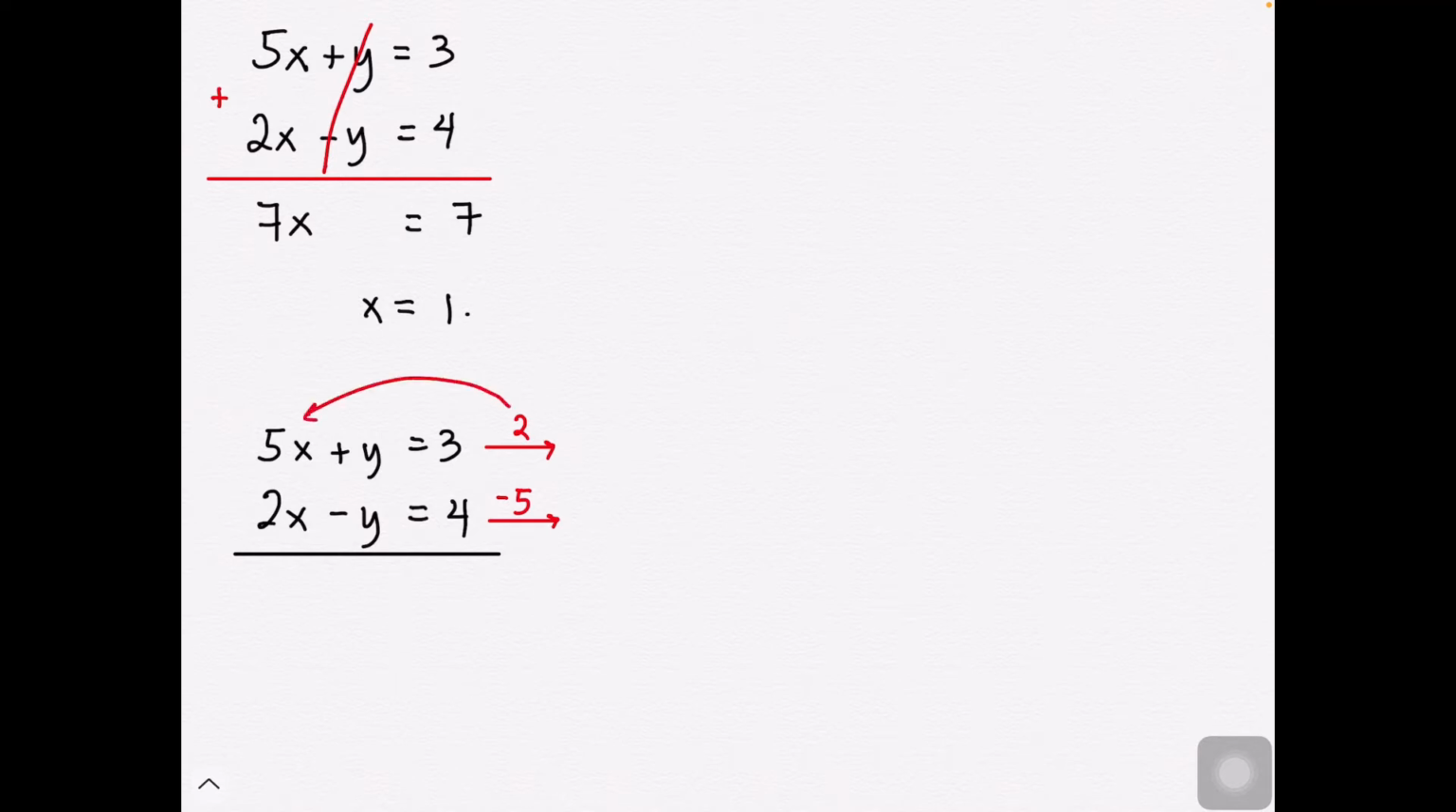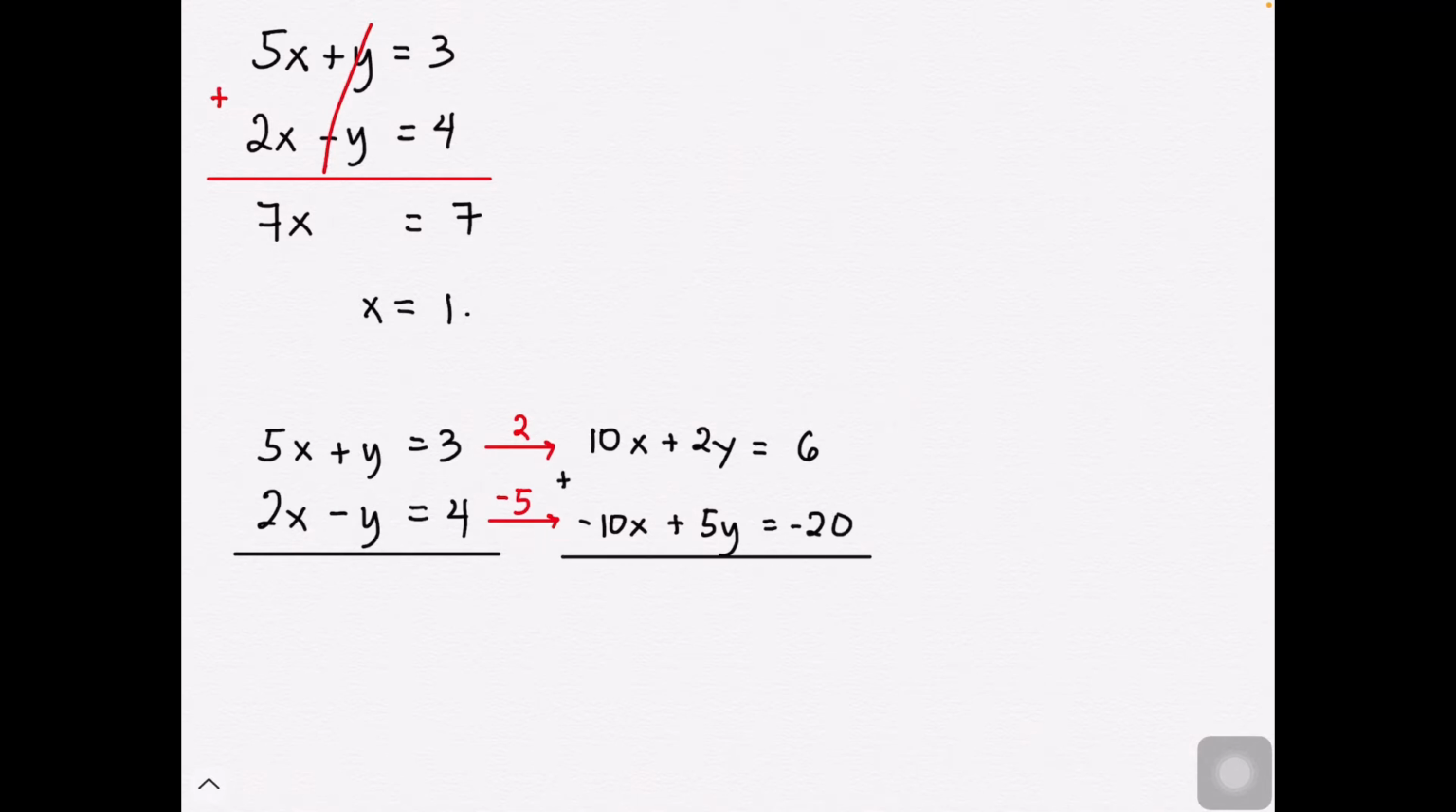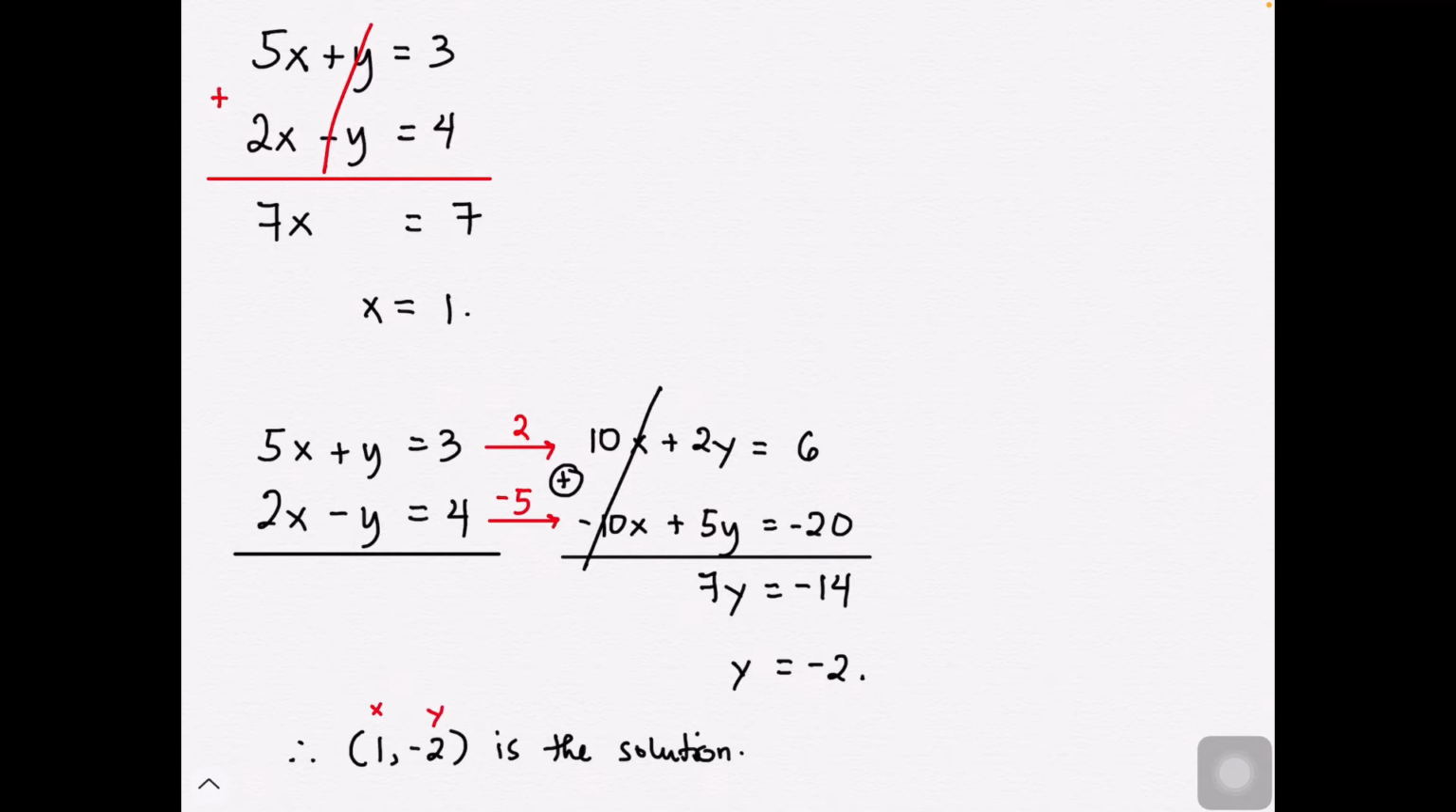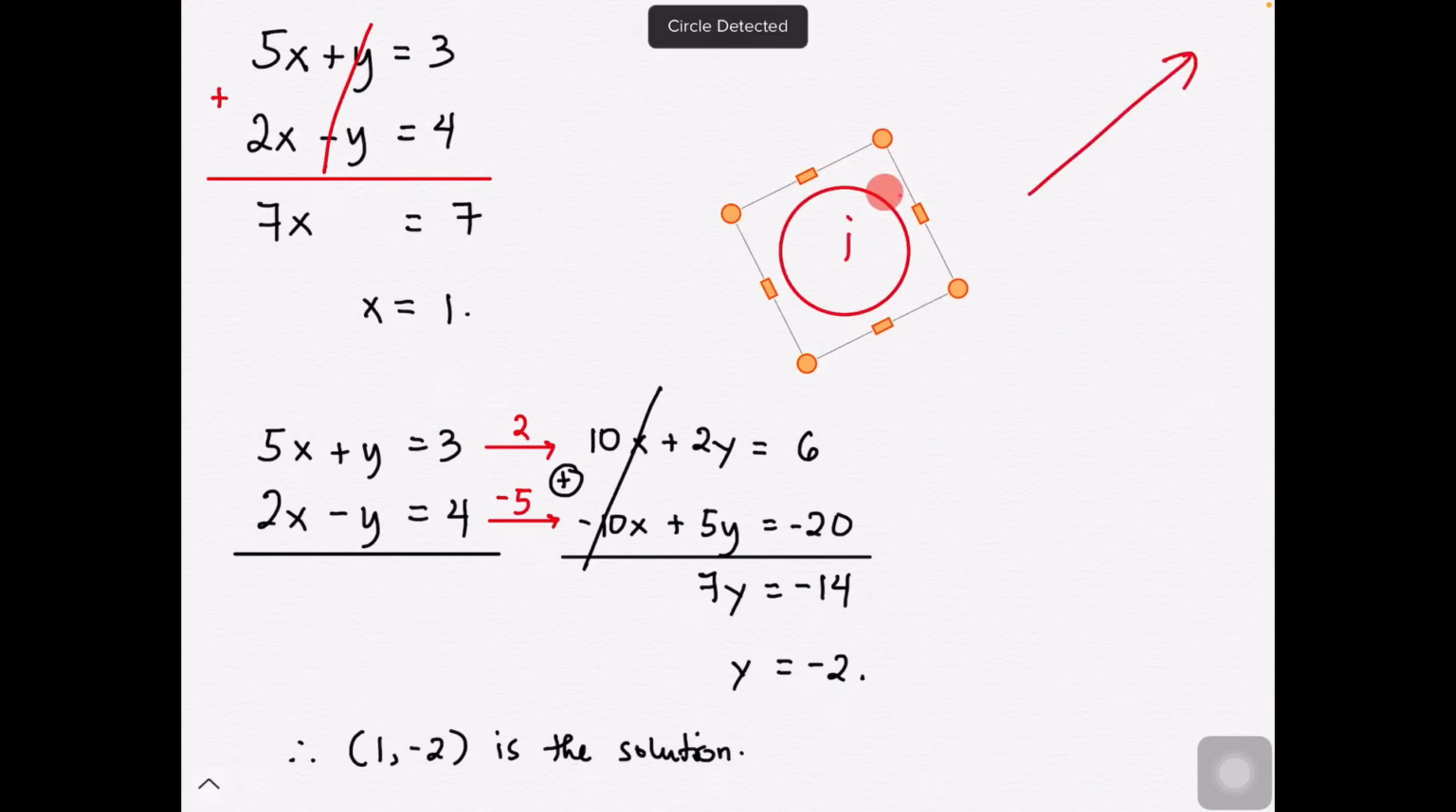Let's now distribute the multipliers. Now we can eliminate the variable x because adding these two equations, we now have 0 for x's, and now we have 7y equals negative 14. Dividing both sides by positive 7, we now have y equals negative 2. Hence, the solution for this linear system would be the point (1, -2). If you want to review about plotting points, just click that suggested video.